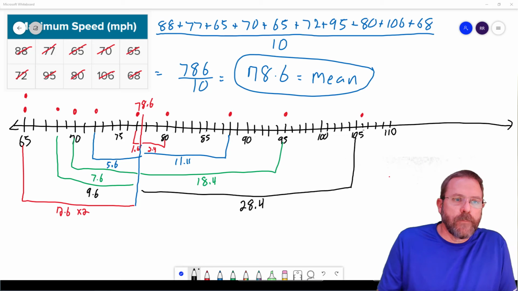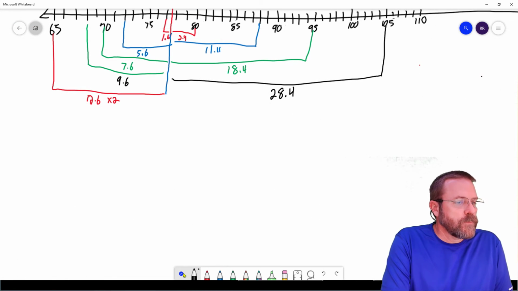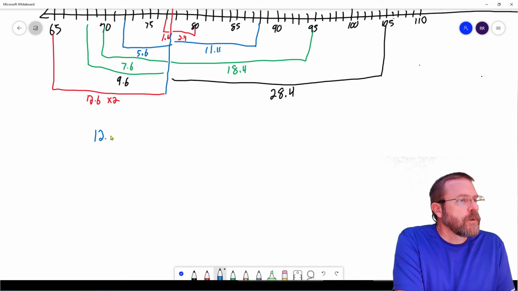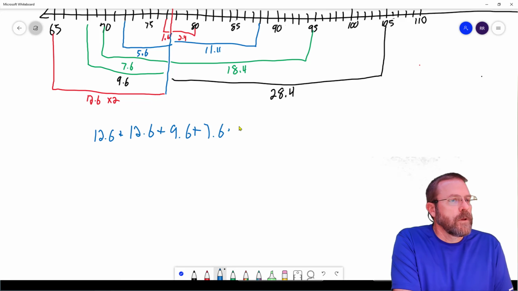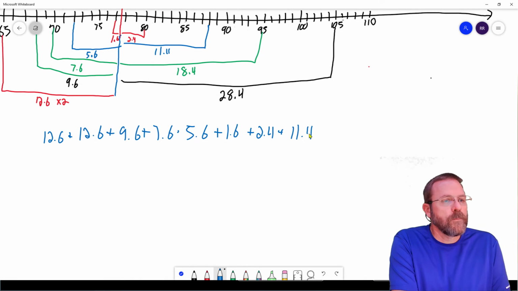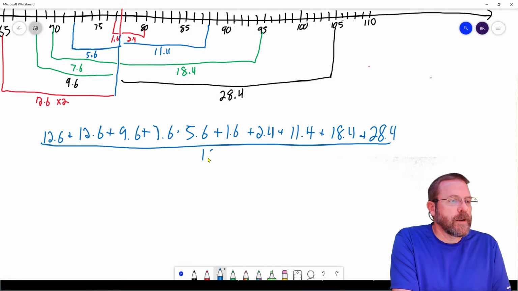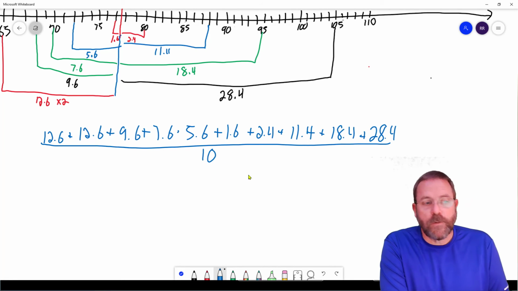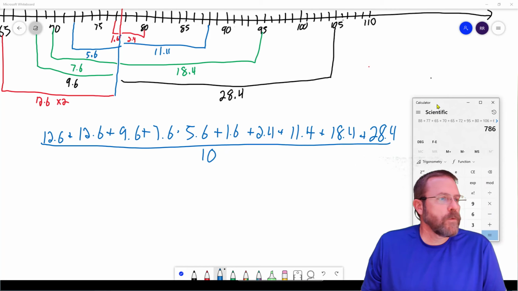The next thing I'm going to have to do is take that information and average it. So I'm going to start off with my hard left here, where I've got a 12.6 plus another 12.6 plus a 9.6, and all of that information is going to be divided by 10. That's a calculator problem. So now I'm going to bring in my calculator, which is right here, and I'm going to start adding all those values up.